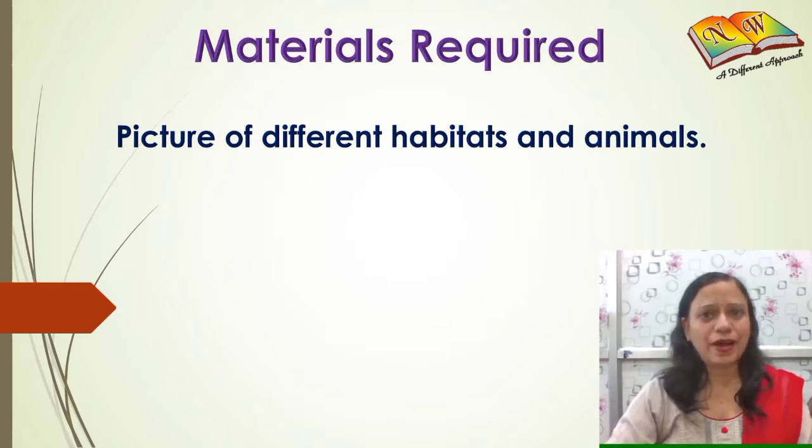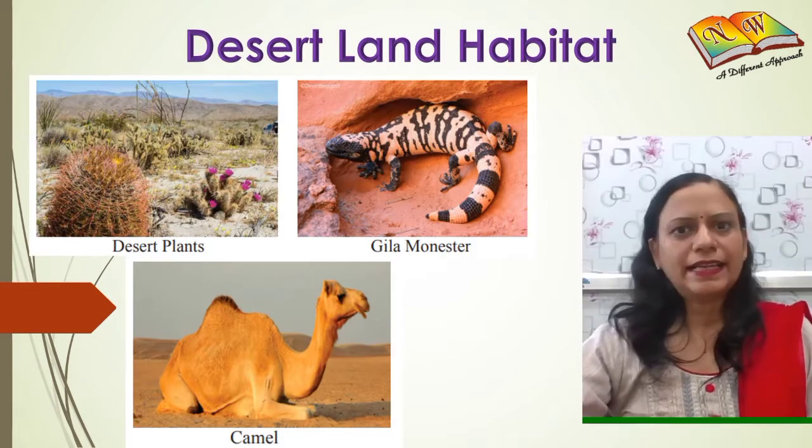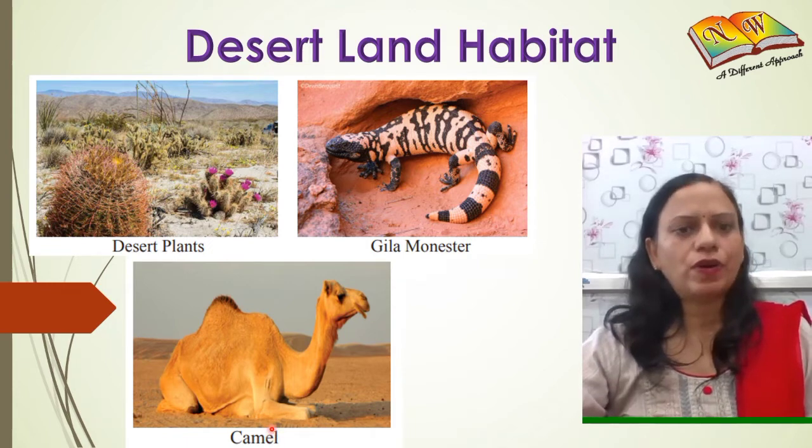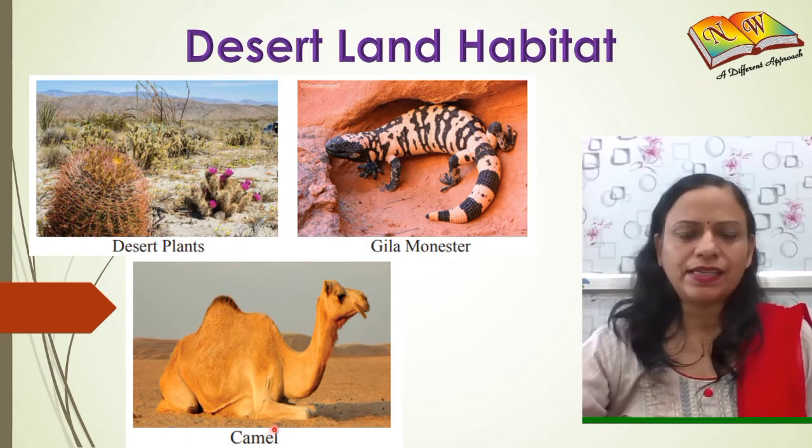The materials required would be pictures of different habitats and different animals staying in those particular habitats. Let us first talk about a desert land habitat. So on your screen, you can see these desert plants. You can see this Gila monster and you can also see a camel. You will find all these types of plants and animals in the desert.